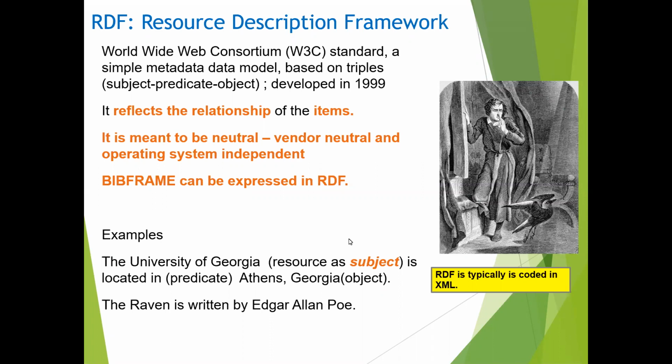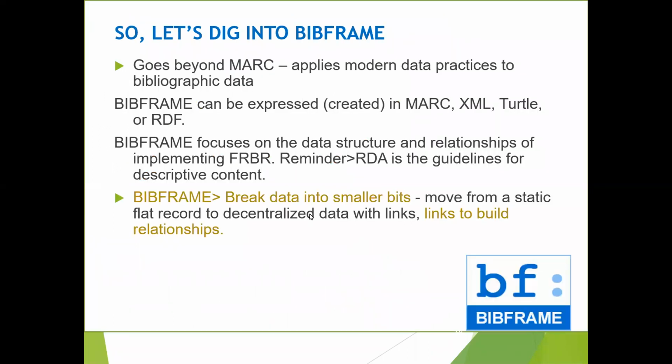So we looked at some examples already of relationships. University of Georgia, that'd be resource as subject, located in, predicate, Athens, Georgia, object. The Raven is written by Edgar Allan Poe. RDA, in terms of the actual code format, is typically in XML. And XML is extensible markup language. And I'll try to point that out as we're looking at records.